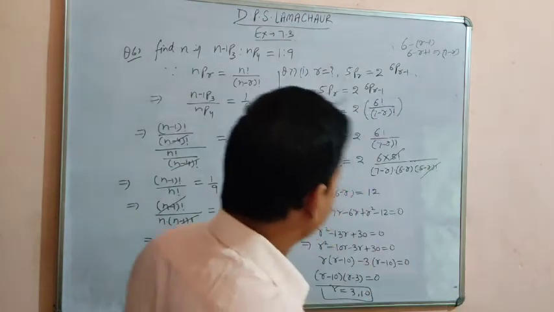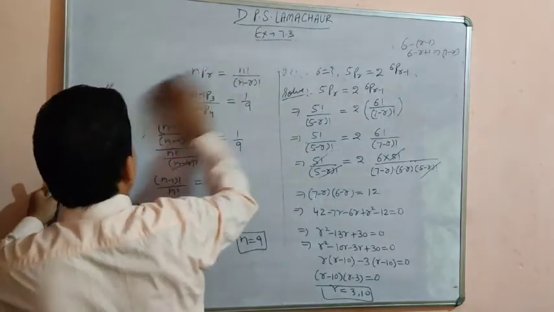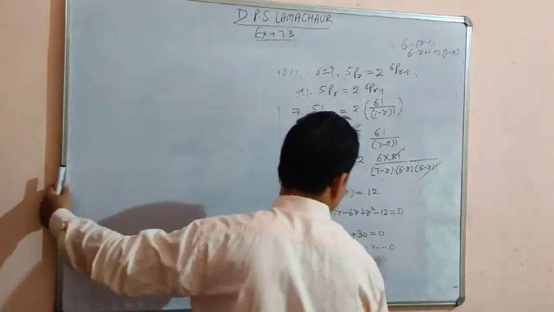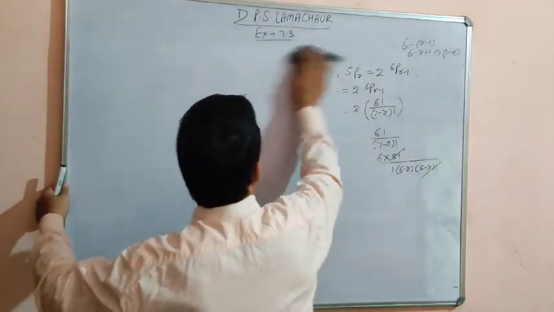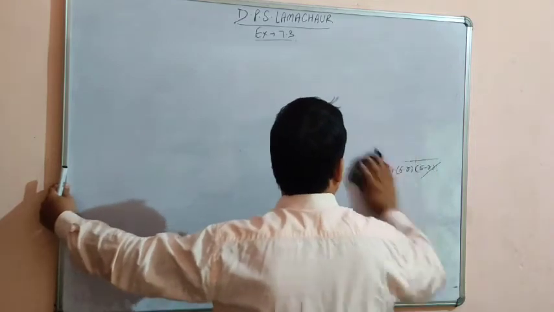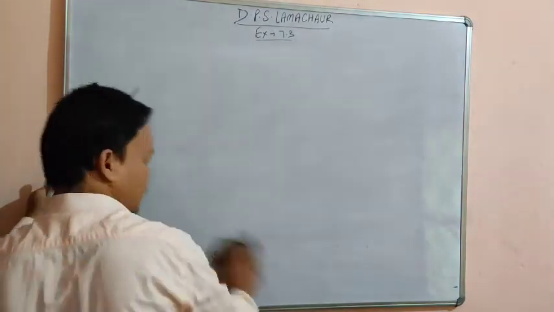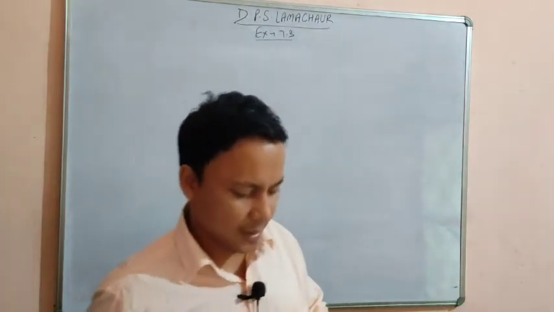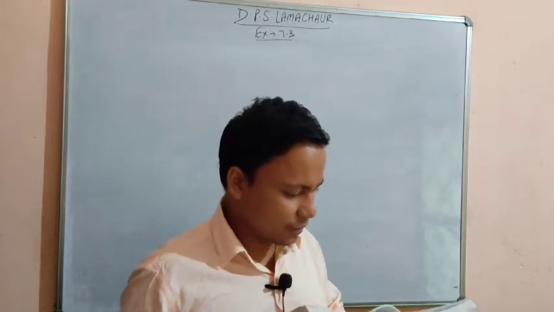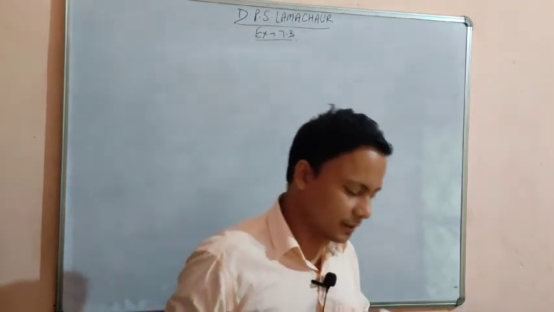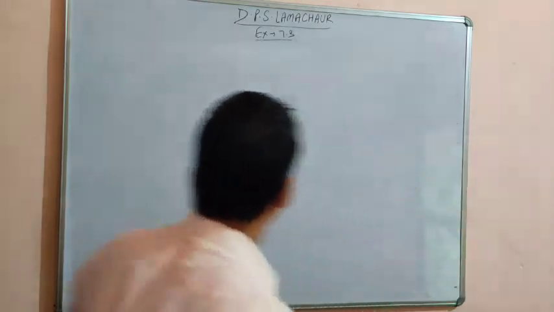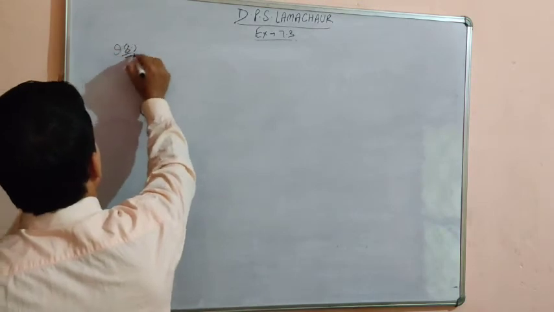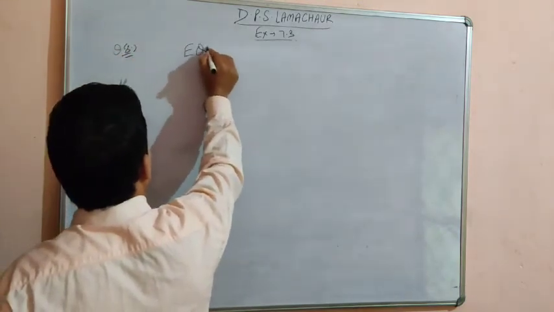So question number 8. Now, coming to question number 8: how many words with or without meaning can be formed using all the letters of the word EQUATION, using each letter exactly once? Equation is the given word. This is question number 8.